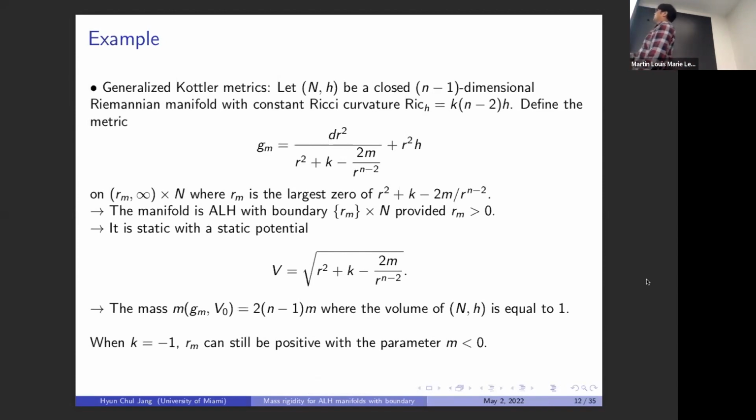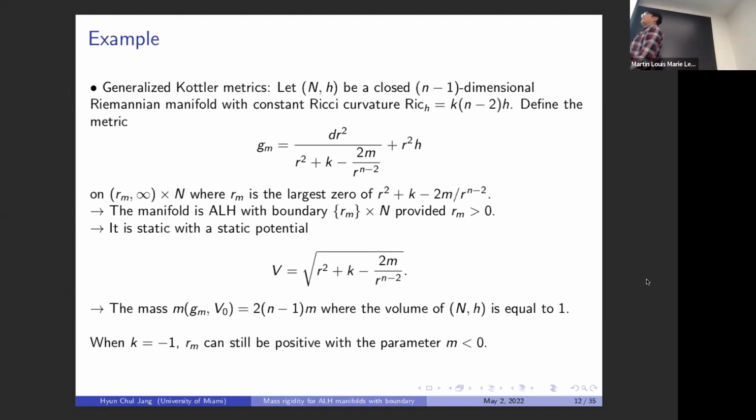Okay, I should have mentioned this: m is some parameter we can choose. Here we are considering the normalized volume. If the volume of N_H is not equal to one, then you're going to see some volume factor. Okay, that's all. So the interesting part is that when k equals negative one, then this necessary condition r_m greater than zero can be achieved with the parameter m less than zero. So this natural example will produce a negative mass example when you assume this slice metric has negative curvature.